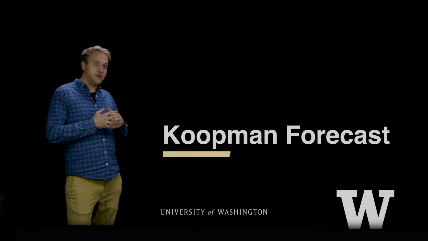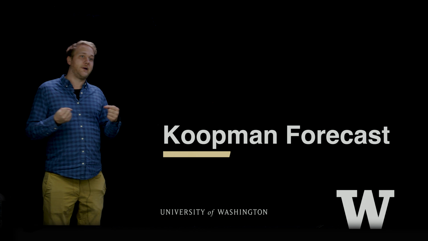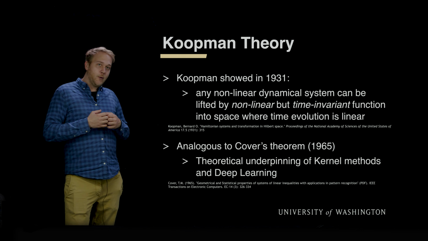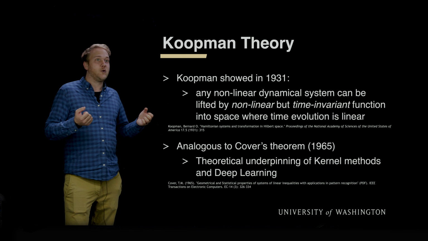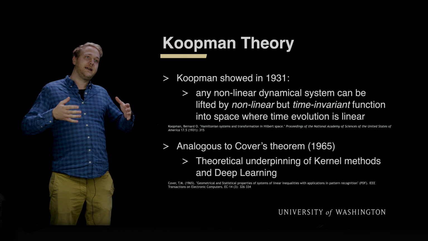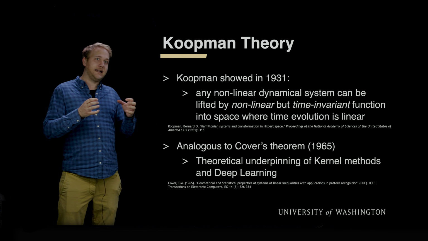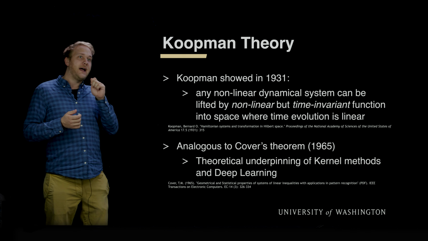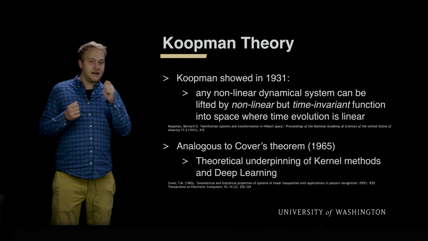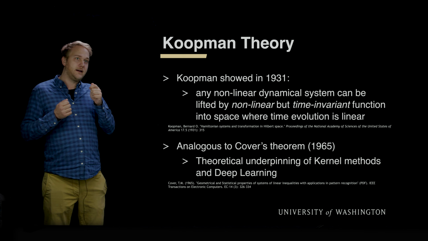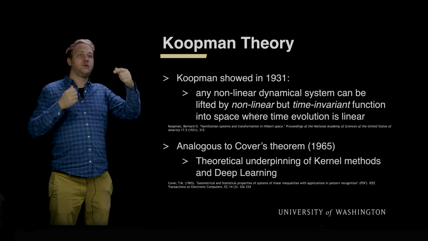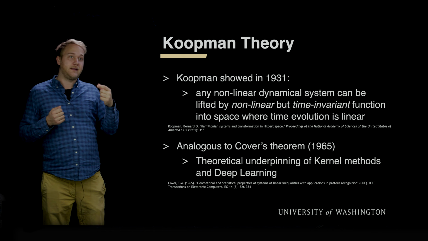Which brings us to the next algorithm, which is the Koopman forecasting algorithm. So the Koopman algorithm is based on Koopman theory. And in 1931, Bernard Koopman showed that you can take any nonlinear dynamical system and apply a nonlinear but time-invariant function to the measurements of this nonlinear dynamical system and lift it into a space where its time evolution can be described by linear methods.